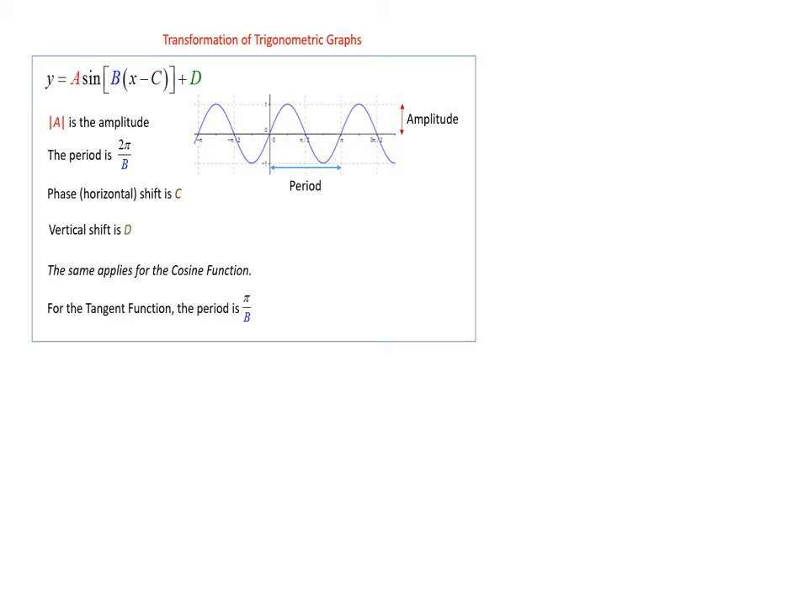And phase shift, the horizontal shift, is c. If it says x minus c, that means you move c units to the right. If it says x plus c, that means you move c units to the left. And the vertical shift is d. We've seen these types of transformations before, and it's the same for cosine, except for the basic cosine function. It starts a little bit differently. Tangent, its period is pi over b.